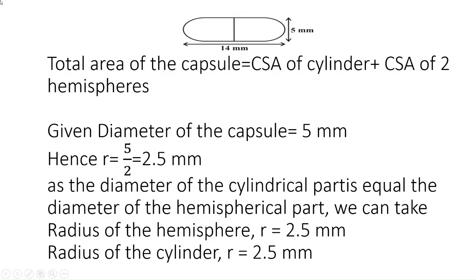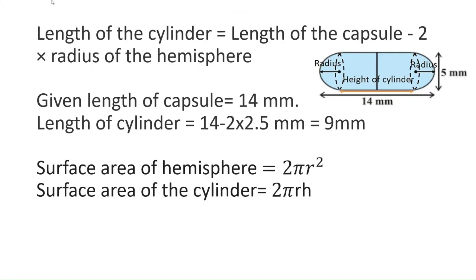If you are able to understand this point, the next step is only calculation. That is very easy also, right? Now, the length of the cylinder is also needed. We need to find the length of the cylinder to find the curved surface area, right? So how can we get the length of the cylinder?